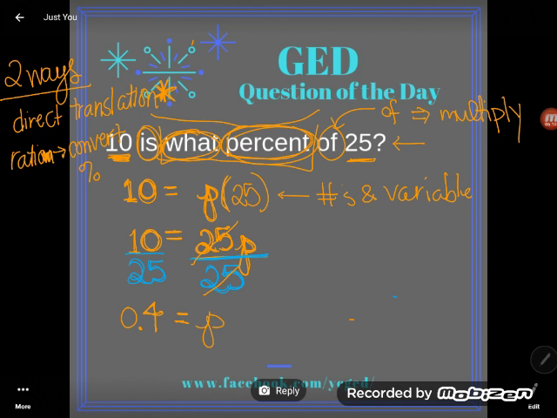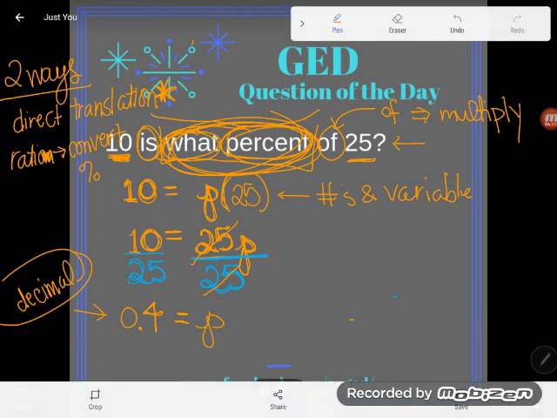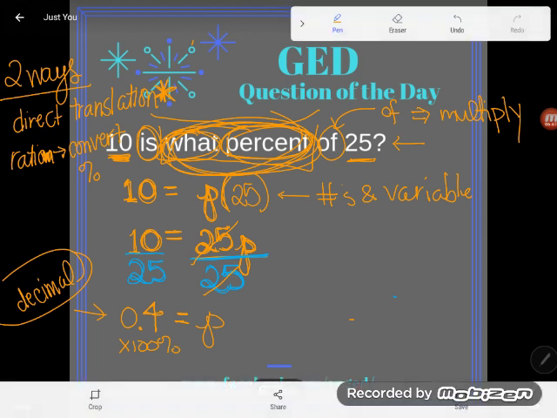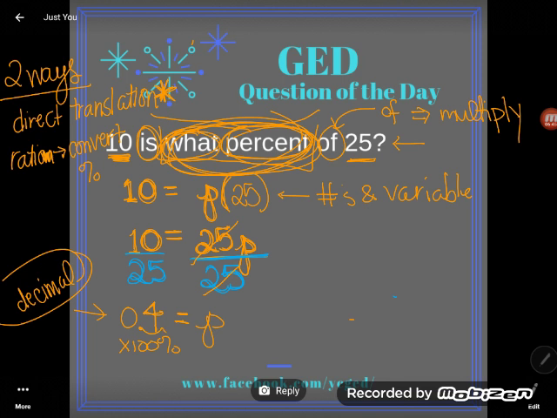But I have got to warn you, 0.4, this is not a percentage yet. This is a decimal. And look, they didn't ask me what decimal, they asked me what percent of 25. So I have got to do a little bit of work to convert this decimal into a percent. Remember that converting a decimal to a percent, or any kind of number to a percent, is just the same as multiplying by 100%. So I could do that. And of course, if I did that, my decimal would move once, twice, and I would end up with 40%. P is equal to 40%.